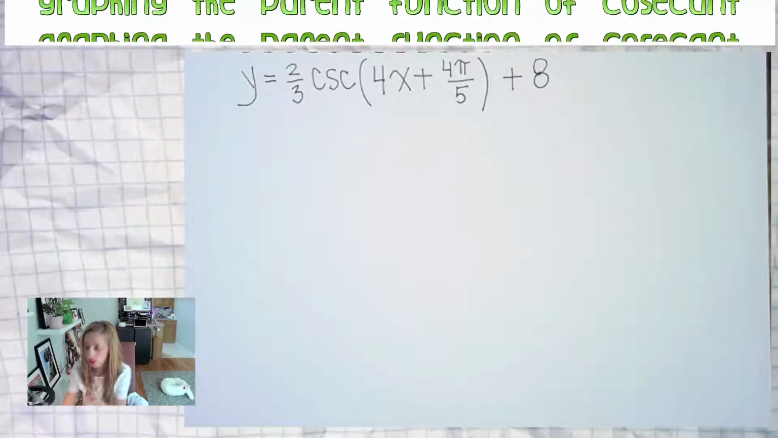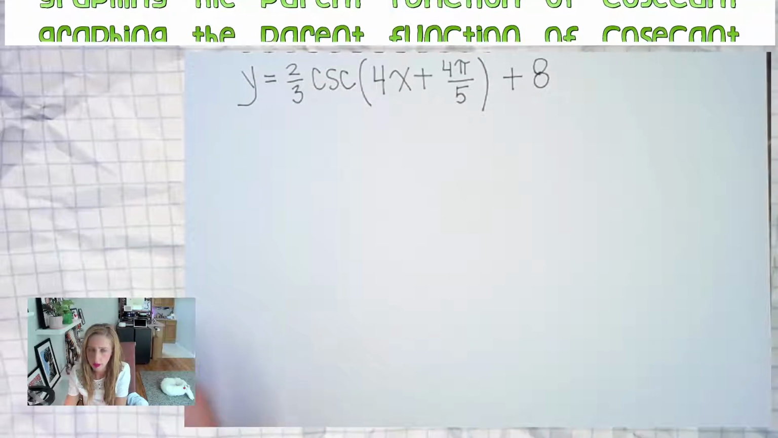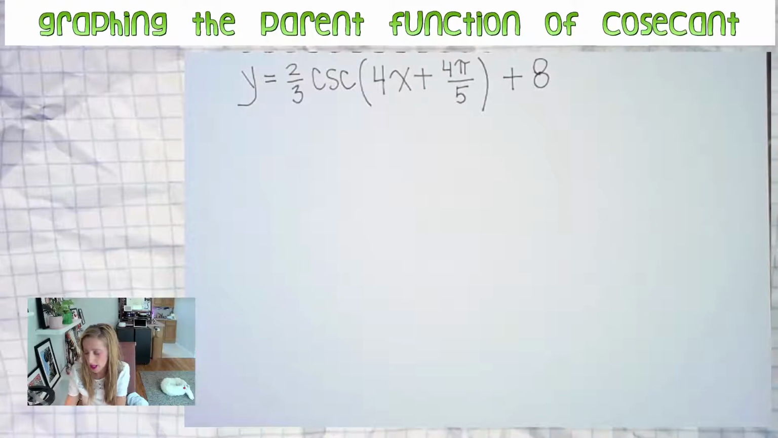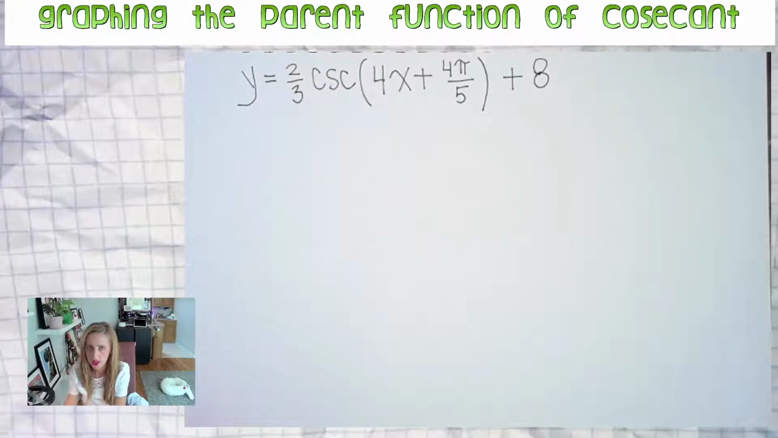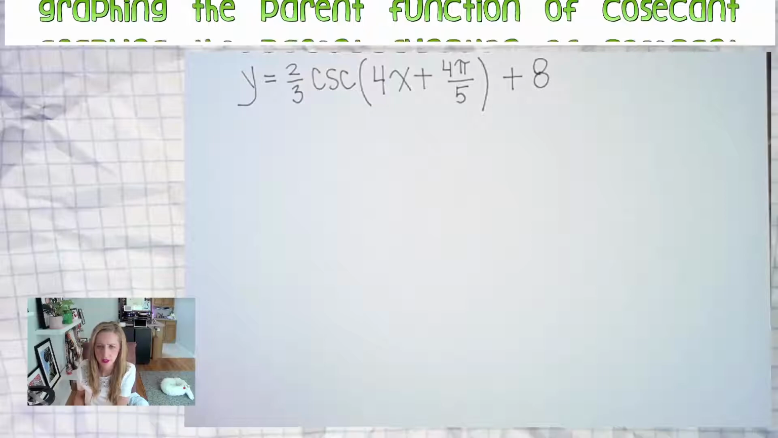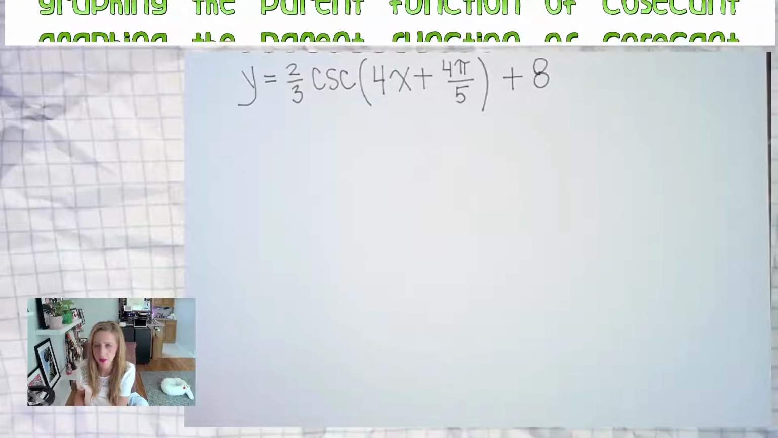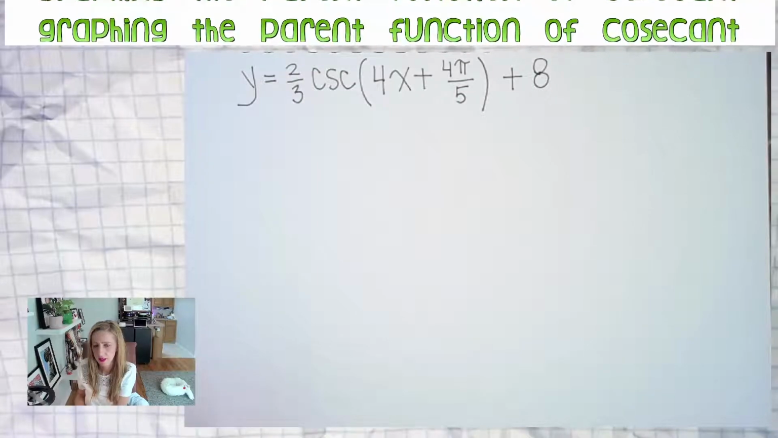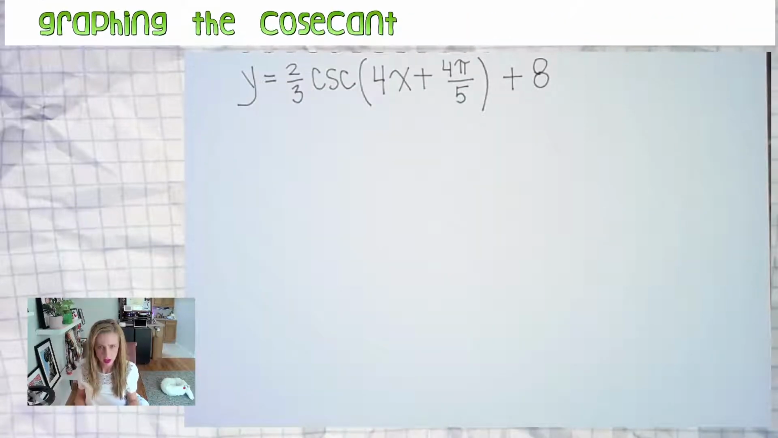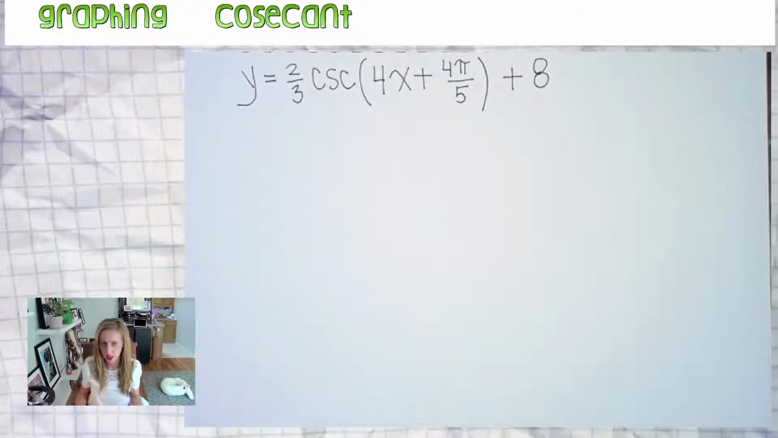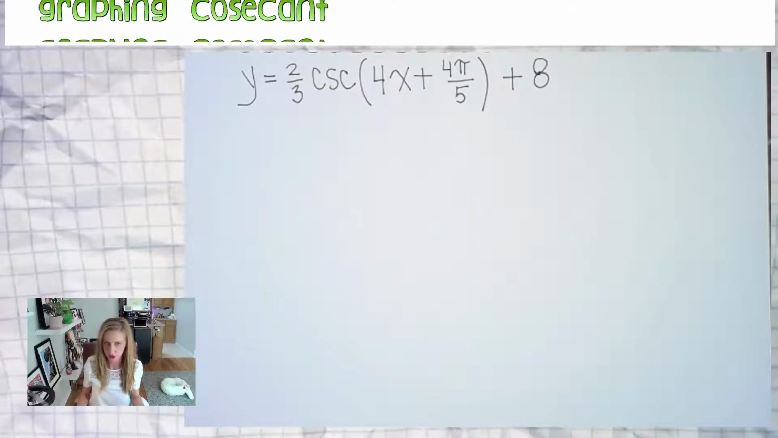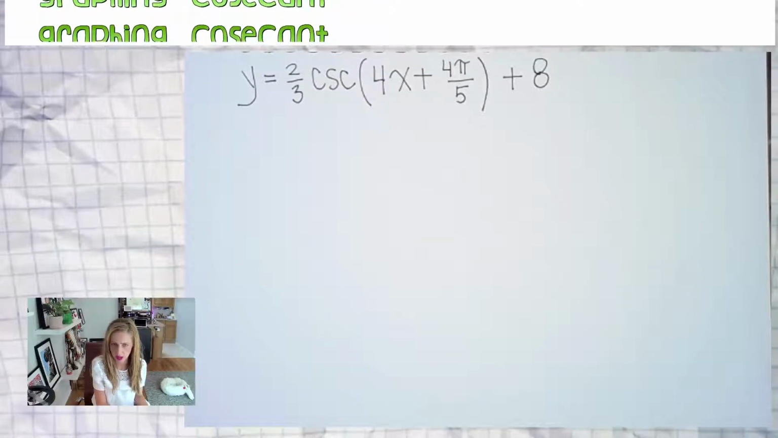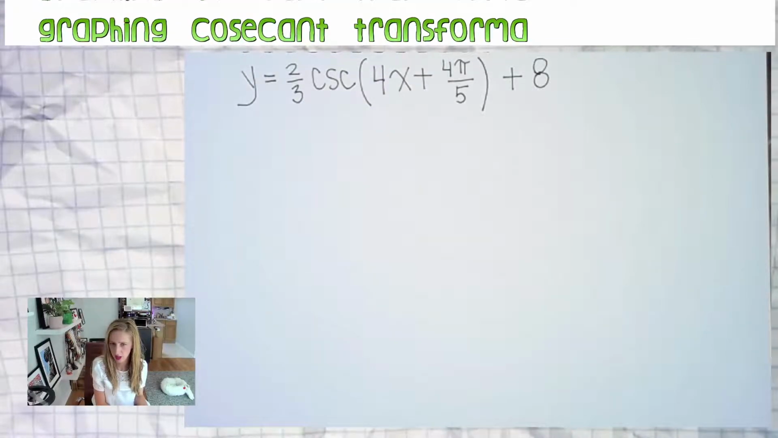Okay, so this is one I want you to do on your own. However, what did I do differently? Can anybody see what we, oh, and the title still says parent function. That's so sad. You guys have to tell me when the title is wrong. Graphing cosecant with transformations. Does anybody see what's different about this than every other example we've done so far?